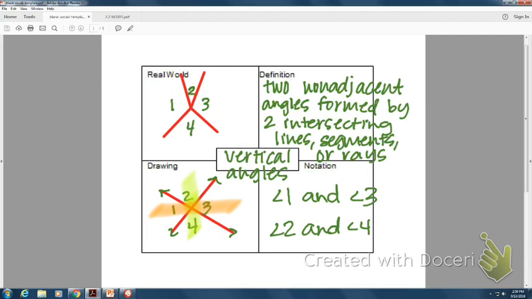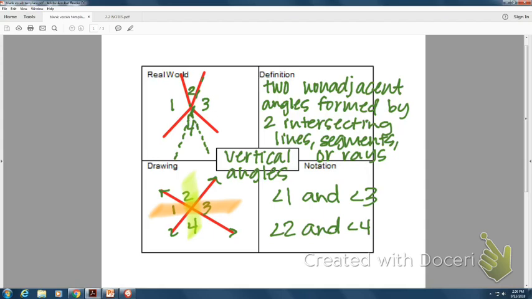Okay? Two non-adjacent angles formed by two intersecting lines, segments, or rays. Do we have intersecting lines there? We'll check it out. If they share a vertex, they're not intersecting. If these were intersecting lines, they would be straight. So those are not intersecting lines. They're just a bunch of rays or segments stemming off of a vertex.